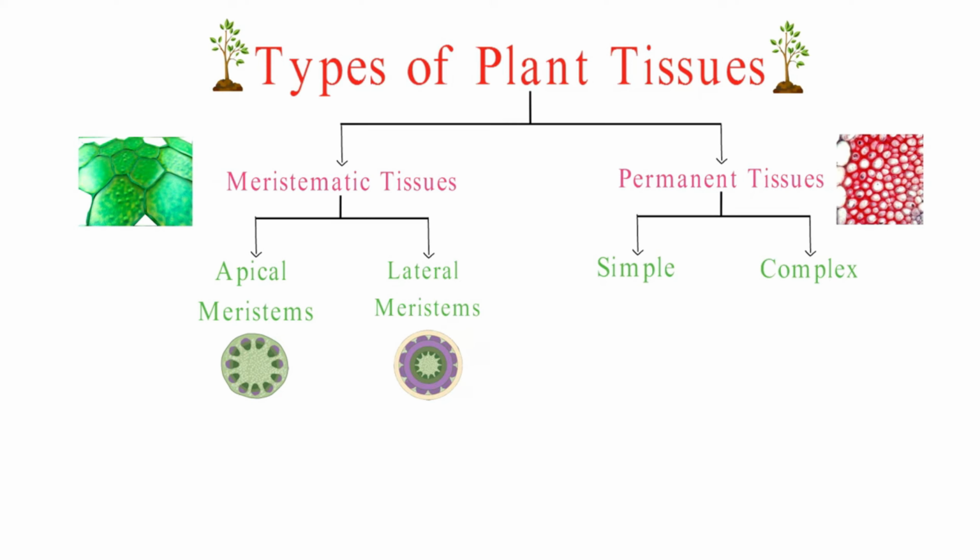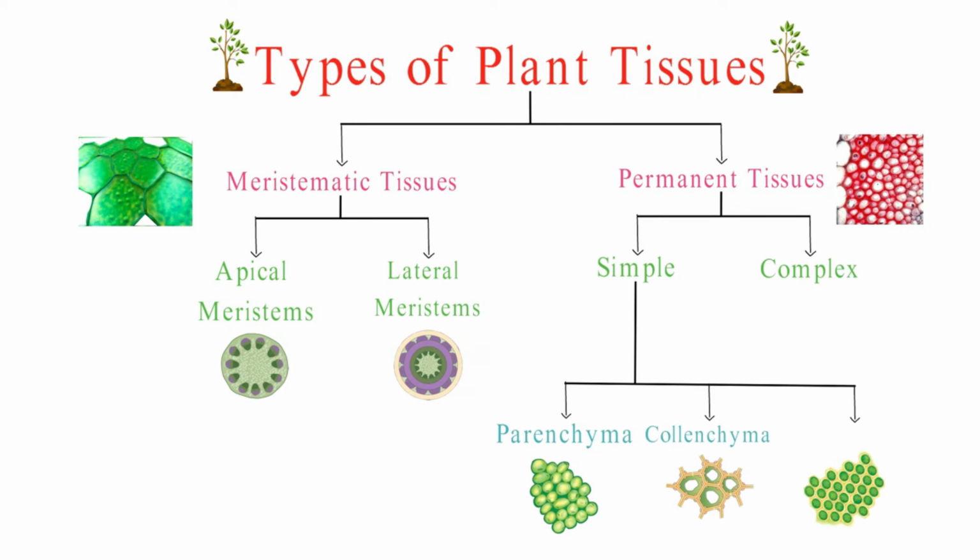Simple permanent tissues consist of one type of cell and can be categorized into 3 main types: parenchyma, collenchyma, and sclerenchyma. Complex permanent tissues, on the other hand, consist of more than one type of cell. The 2 primary types of complex permanent tissues are xylem and phloem.